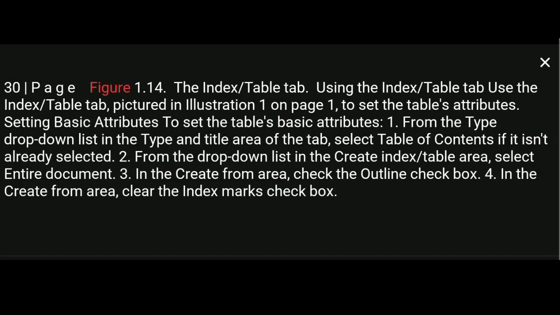Figure 1.14. The Index/Table tab. Using the Index/Table tab, pictured in Illustration 1, to set the table's attributes. Setting basic attributes. To set the table's basic attributes: 1. From the Type drop-down list in the Type and Title area of the tab, select Table of Contents if it isn't already selected. 2. From the drop-down list in the Create Index/Table area, select Entire Document.